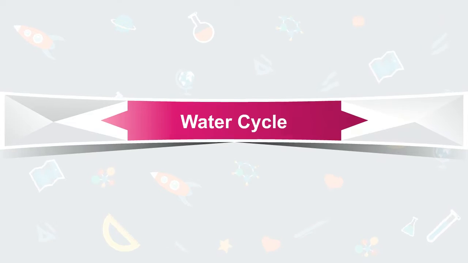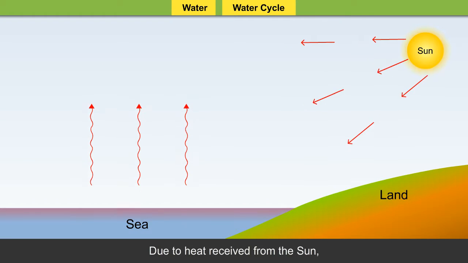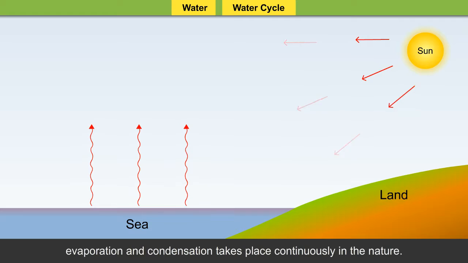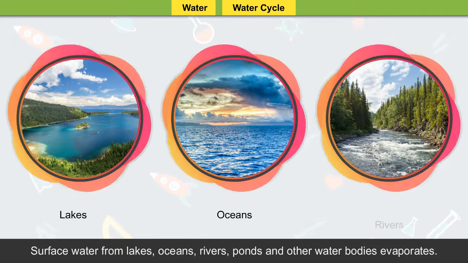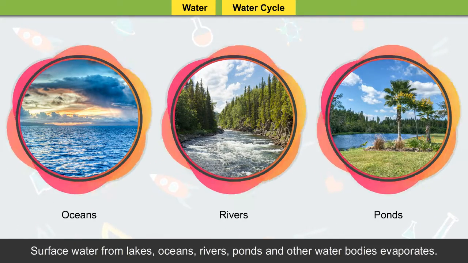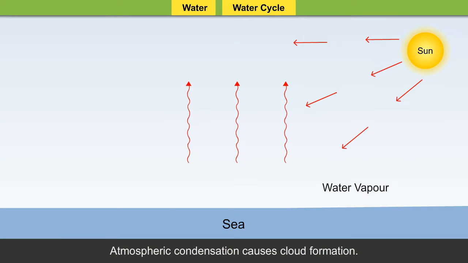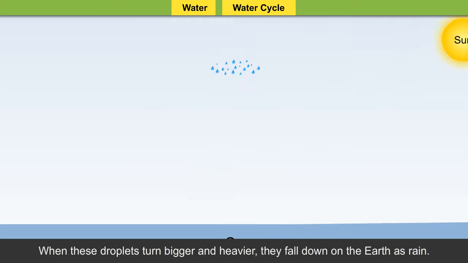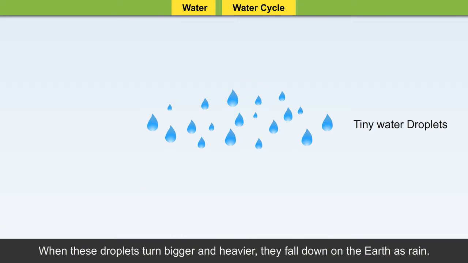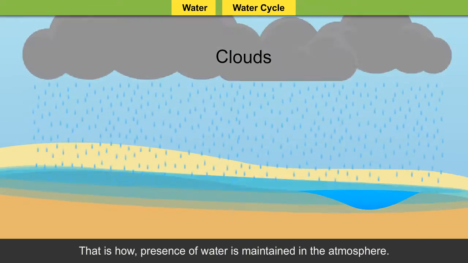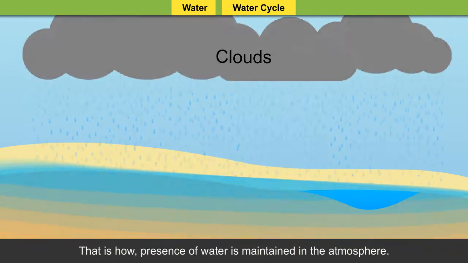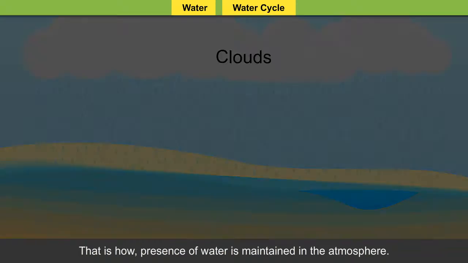Water cycle. Due to heat received from the sun, evaporation and condensation take place continuously in nature. Surface water from lakes, oceans, rivers, ponds, and other water bodies evaporates. Atmospheric condensation causes cloud formation. When these droplets turn bigger and heavier, they fall down on the earth as rain. That is how presence of water is maintained in the atmosphere.